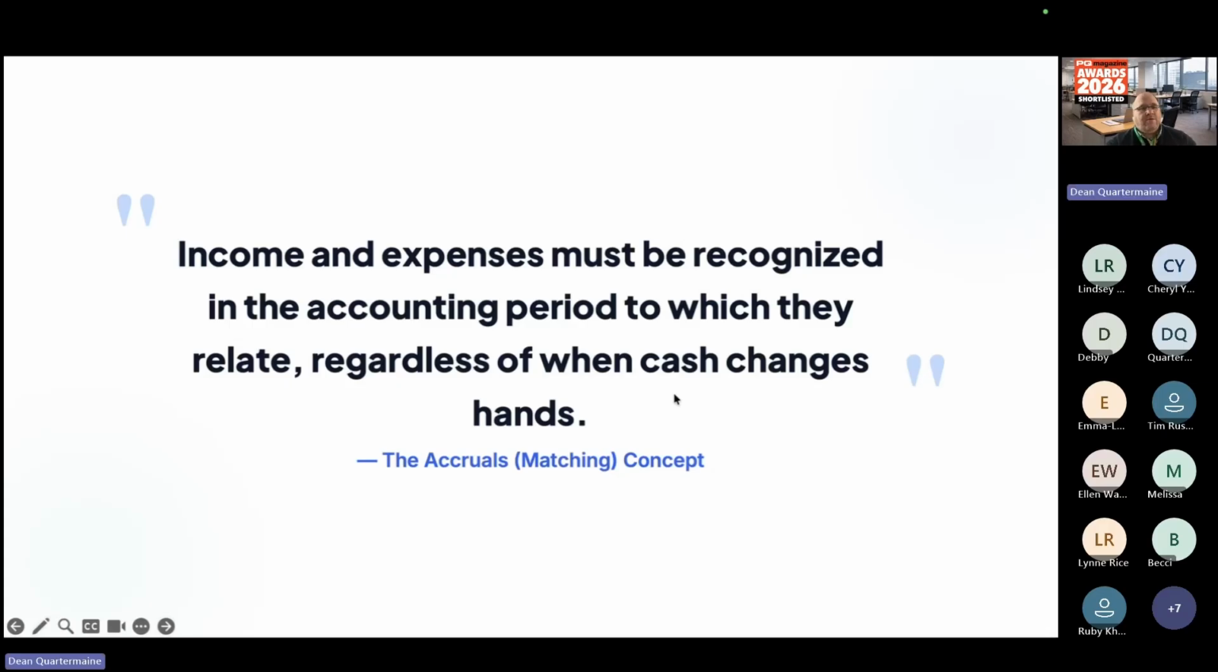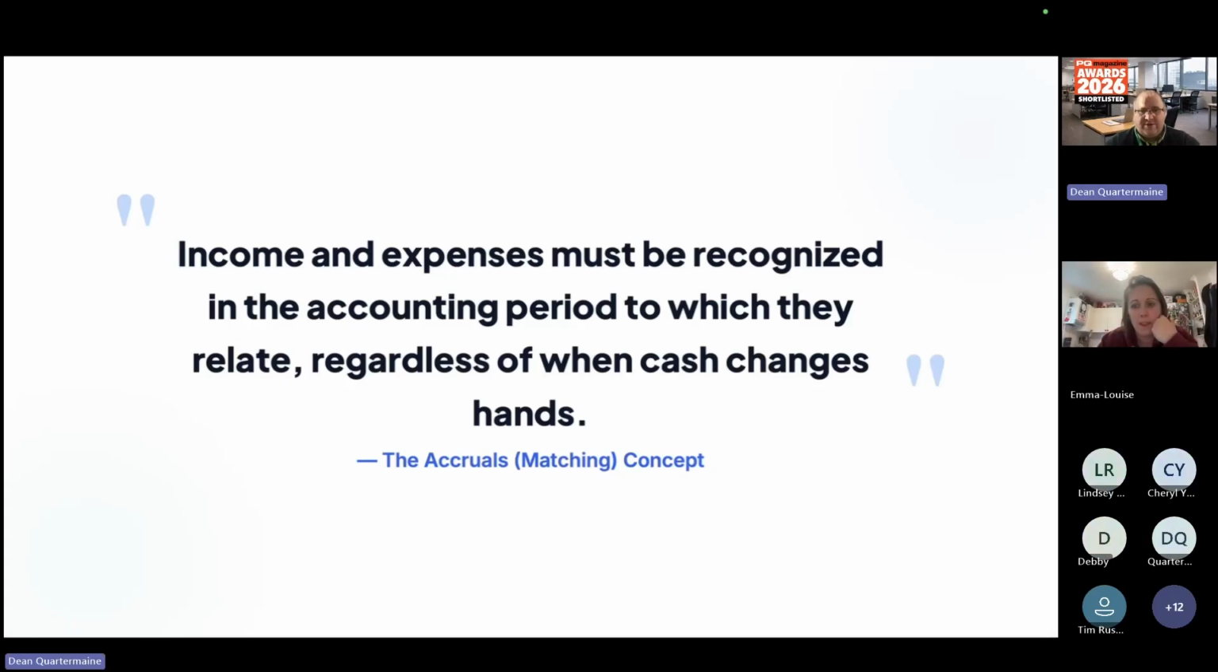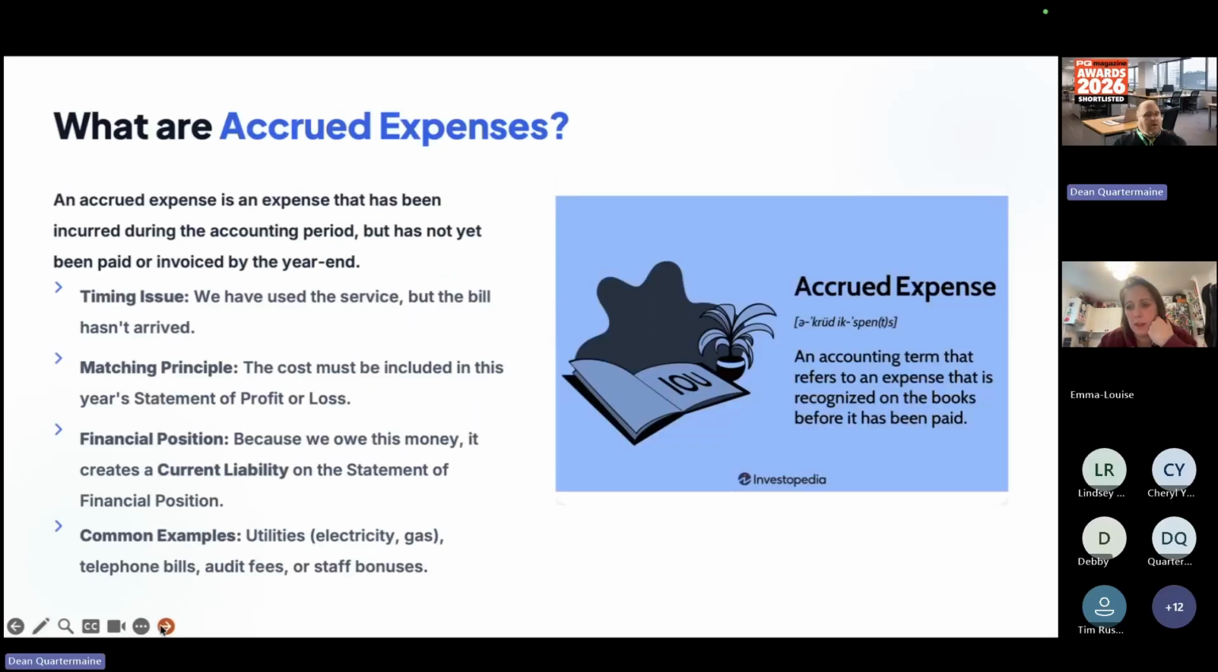So that's the overarching concept behind which all of this sits. So what are accrued expenses? So accrued expenses, an expense that has been incurred in an accounting period but not yet been paid or invoiced by the year-end date.